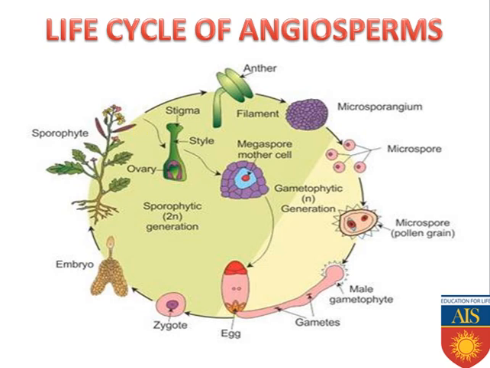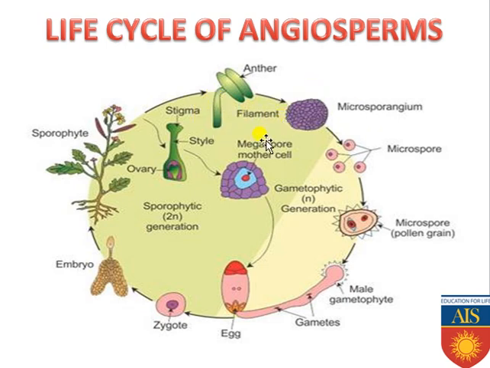If you see the life cycle of angiosperms, the plant which is commonly found in the environment is the sporophytic plant body. In angiosperms, whatever plants we commonly see in the environment are all in the sporophytic phase. The sporophytic plant body has a stigma, because the stigma is part of the female reproductive system, and it also has the male part, that is the androecium.